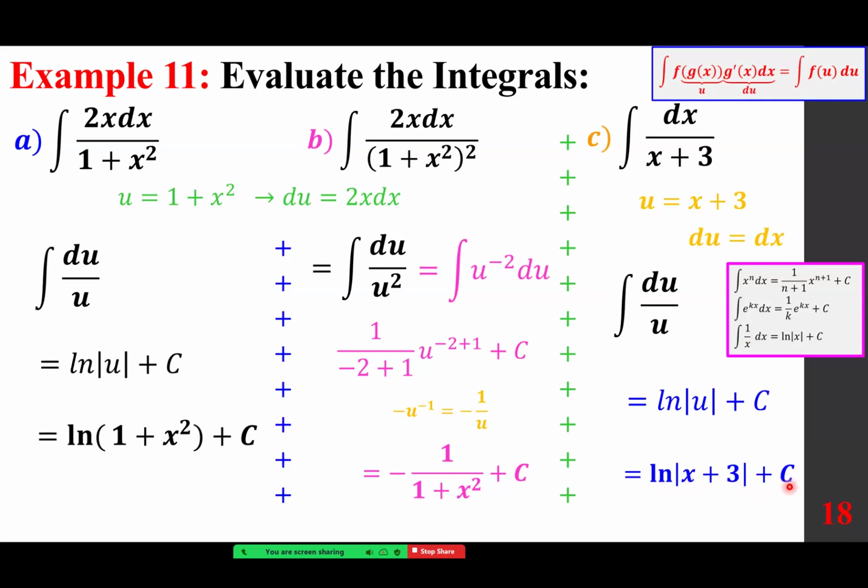Two things. Number one, if you differentiate the results, you get the original integrand without the dx. Number two, in the earlier case, I could lose the absolute value because 1 plus x squared is positive. In fact, it's greater than or equal to 1. But x plus 3 is not. It can be positive, it can be negative. Therefore, you must keep the absolute values.